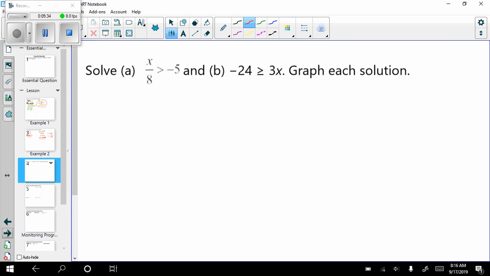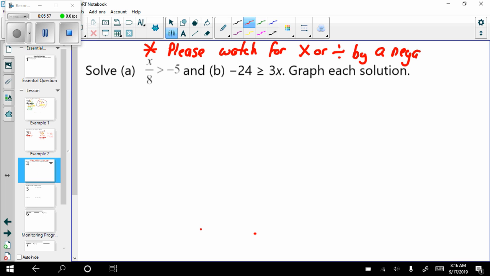Let's do this next example. Now we are dealing with multiplication and division. There is something special you have to remember. So I'm going to put a little asterisk here. I want you to do the same. Say, please watch for multiplying or dividing by a negative.